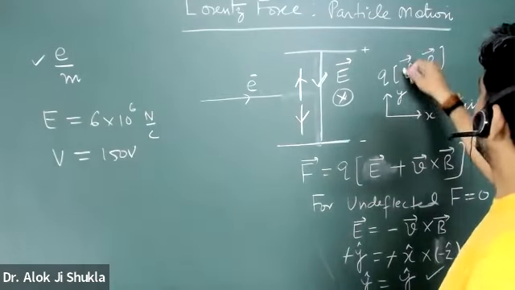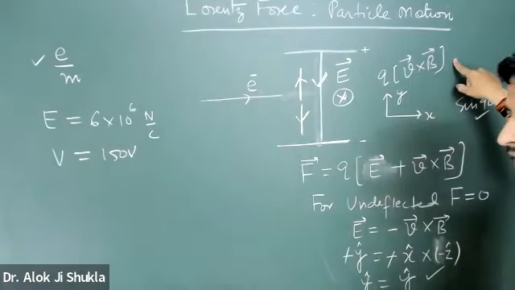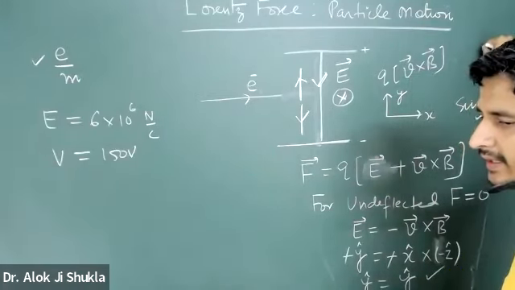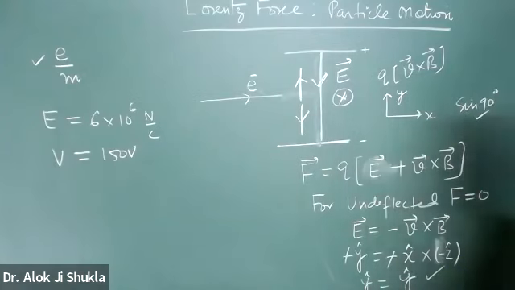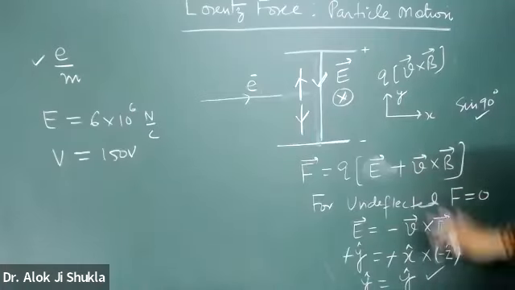ओके. अगर आप यहाँ पे 90 भी ले लो तो वी विल बी साइन थीटा, बट देन देयर इज अ यूनिट वेक्टर एन कैप. So for the understanding of direction, cross product is important. Okay, चलो ये तो एक अलग चीज थी.